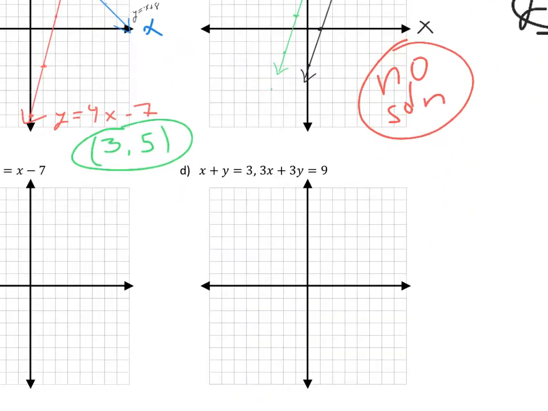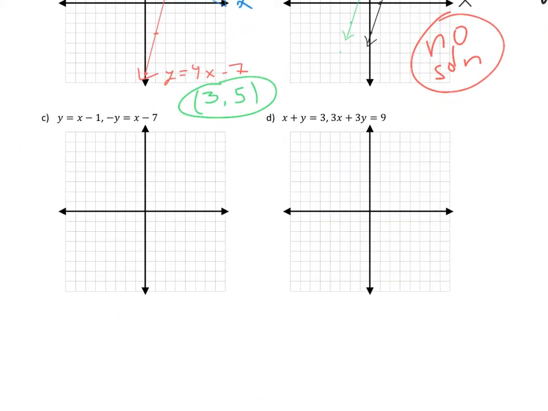Letter C and D, I want you to do on your own. Again, before you do anything, before you graph anything ever, it must be in slope-intercept form. So either change one of the equations or both so that it looks exactly like a positive 1y equals mx plus b. Good luck.